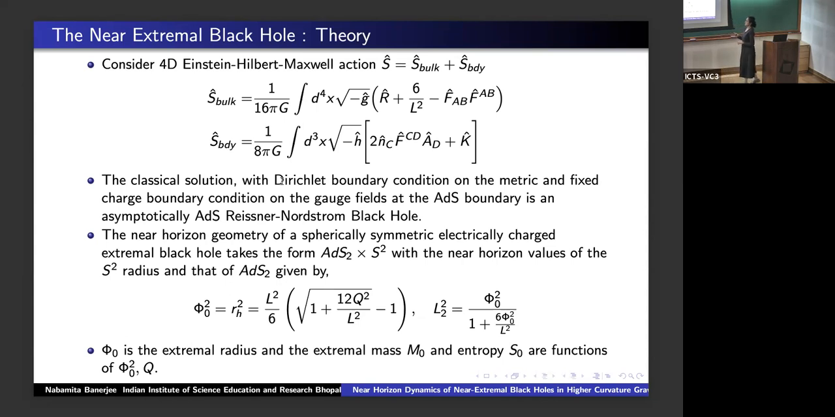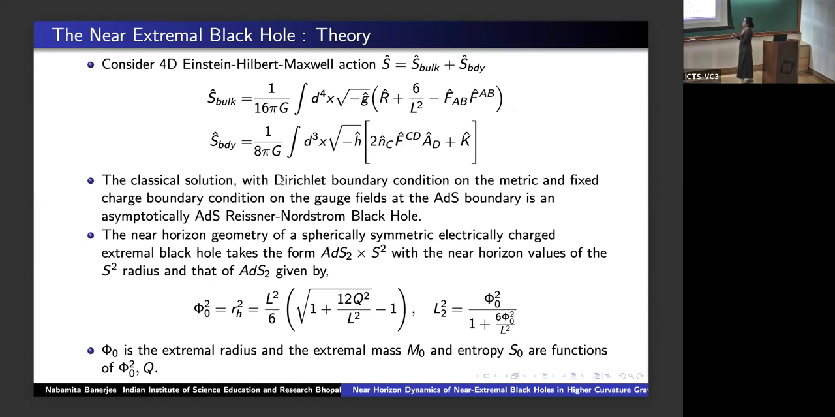The near horizon geometry of this is a spherically symmetric electrically charged solution. In particular, in the extremal limit, it has AdS2 cross S2 in the near horizon geometry, where the values of the radius of AdS2 and S2 are the following. The S2 radius is what I'm calling phi naught square, which is the same as the radius of the extremal horizon, related to the charge via a relation like this. And the AdS2 radius is like this.